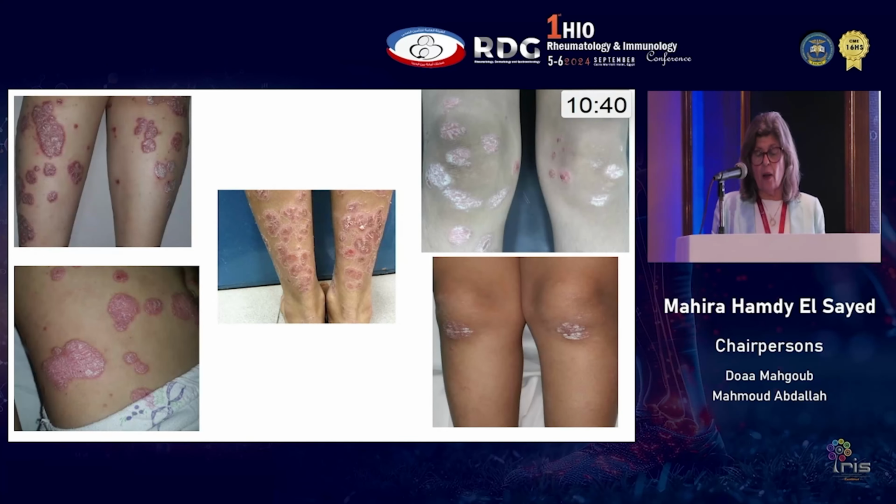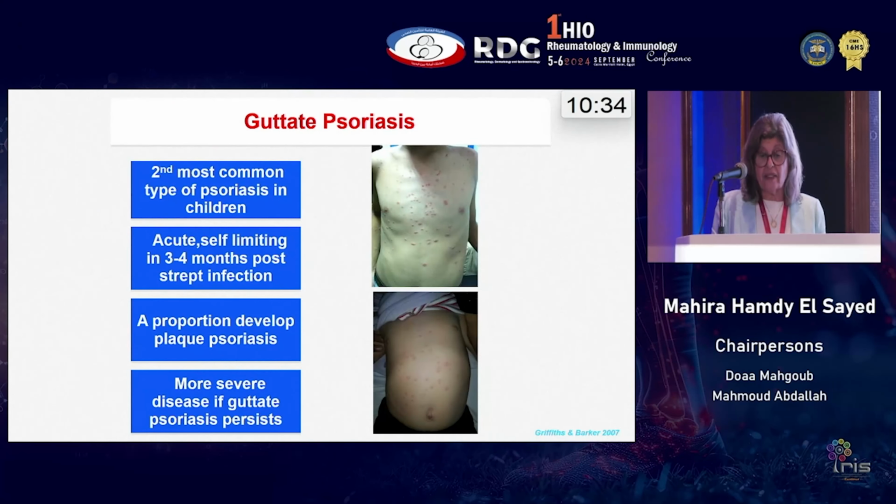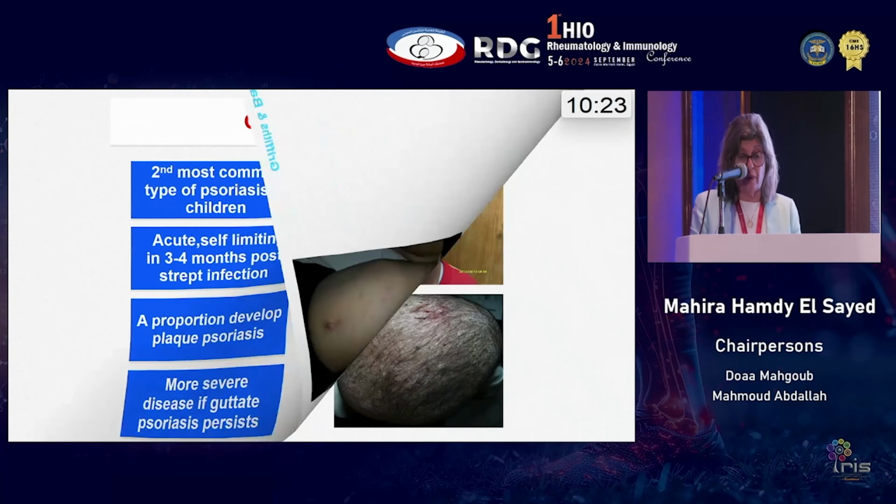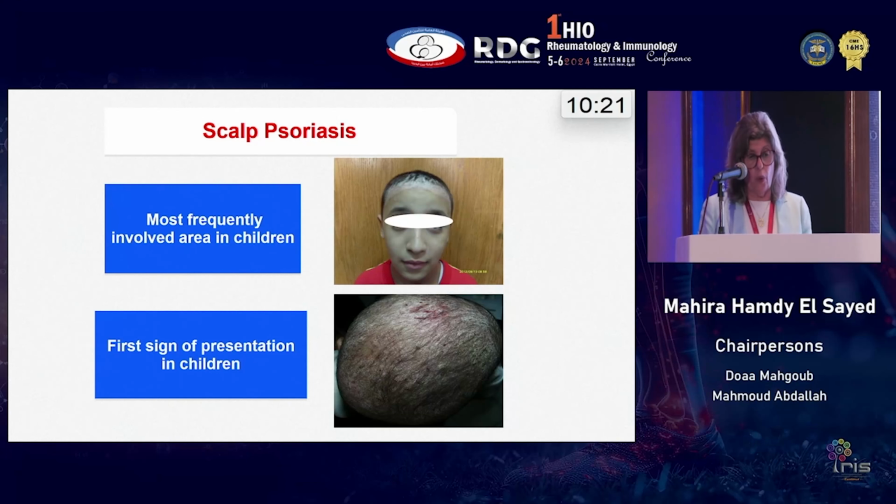Those are all examples of plaque psoriasis that occurs in children in any area commonly affected by the disease. We also have guttate, which is self-limiting, and if we discover that it is caused by a strep infection, sometimes if we treat the infection, it becomes self-limiting and it will disappear on its own.